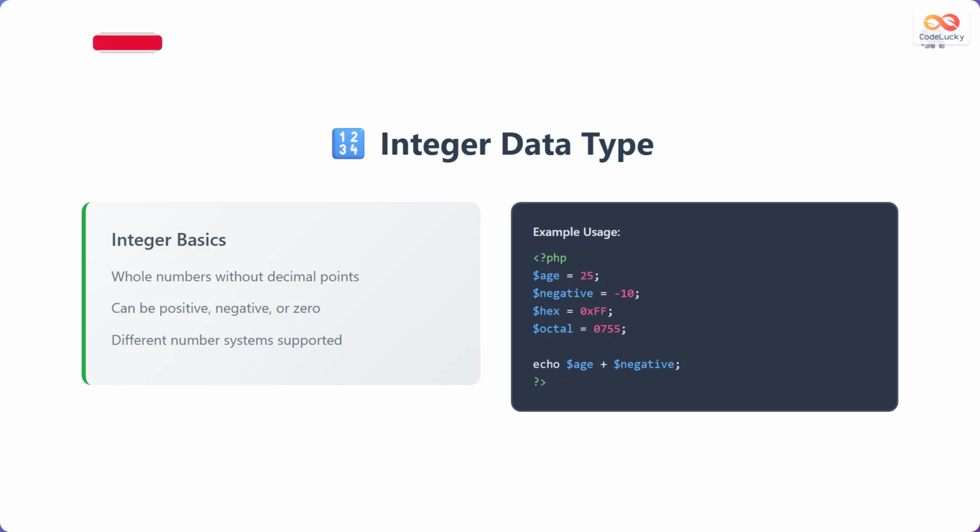Integers represent whole numbers without any decimal points. They can be positive, negative, or zero. PHP also supports different number systems, such as decimal, hexadecimal, and octal.